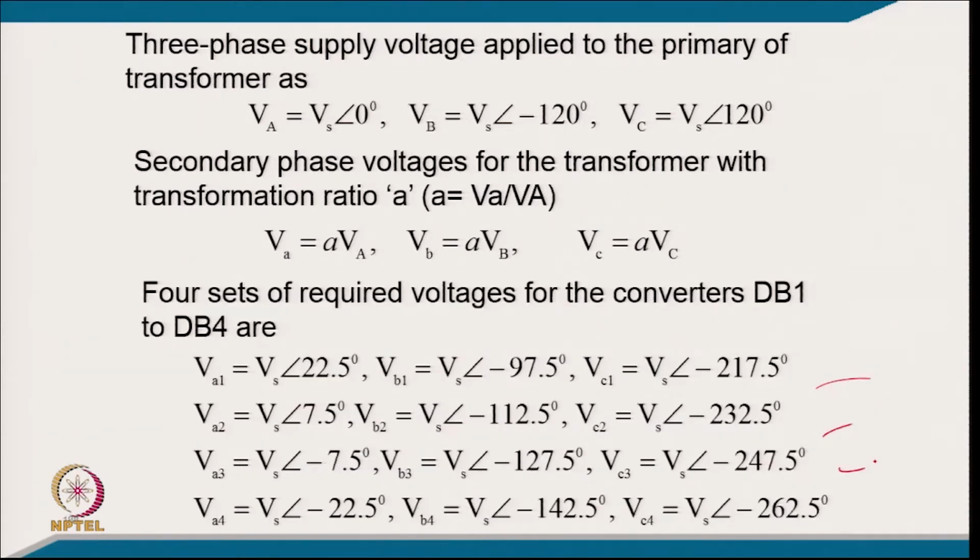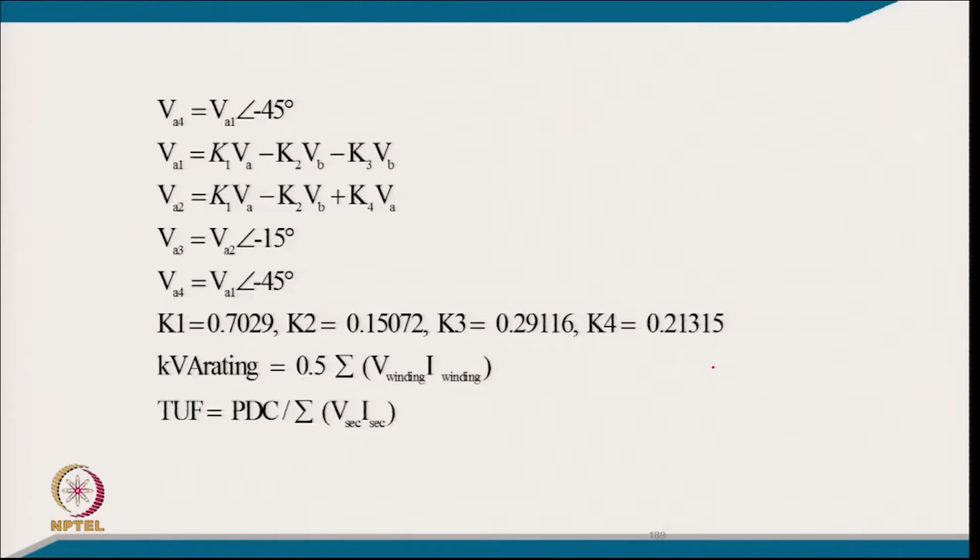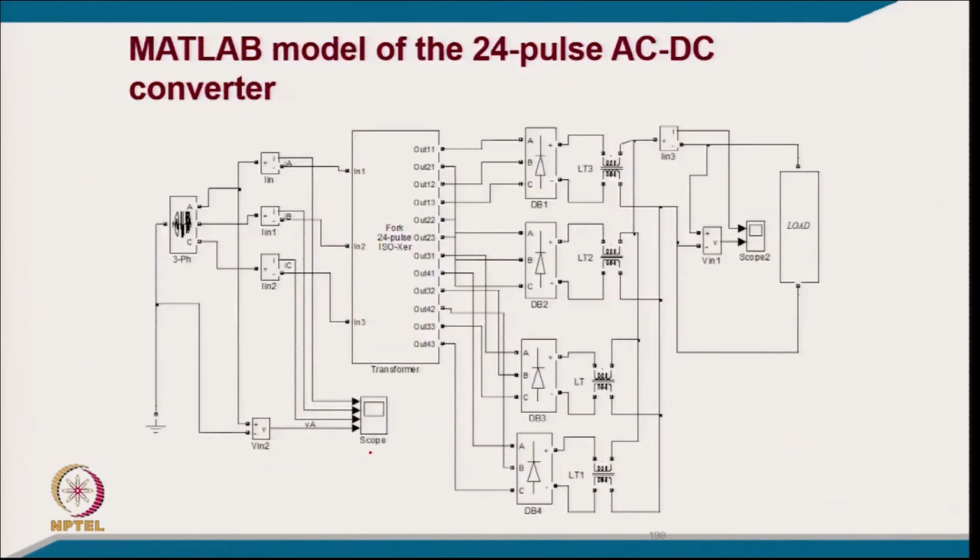These are the voltage requirements, and then you are able to get this phase shifting with the help of this relation, where you can get the values of K1, K2, all these constants, for these phase shifts. You can also find out the kV rating, similar to what you get in a 2 winding transformer, and then the transformer utilization.